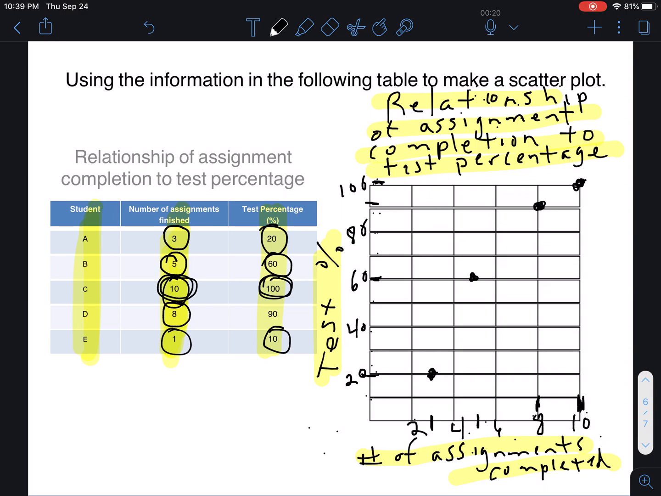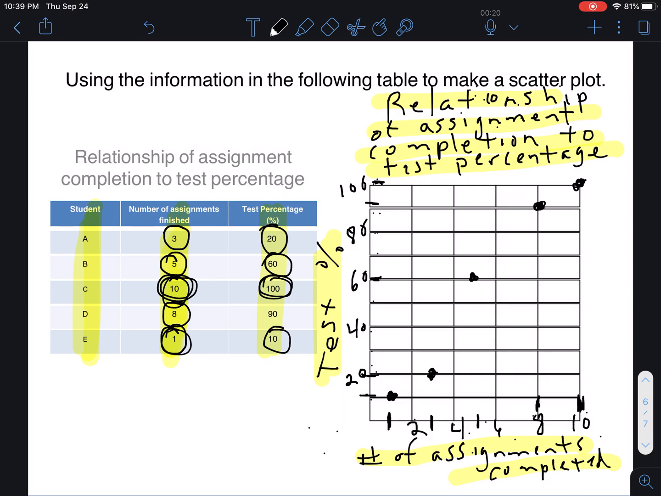And the last one, student E must have slept in a lot of days and only completed 1 assignment and got a 10% on the test. Yikes. Gonna have to switch up the schedule a little bit, go to bed a little earlier, get up a little earlier, get those assignments completed.